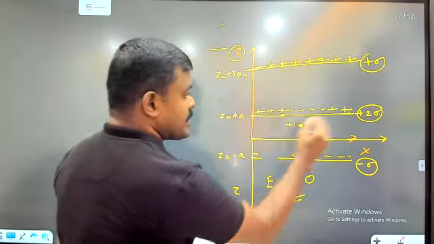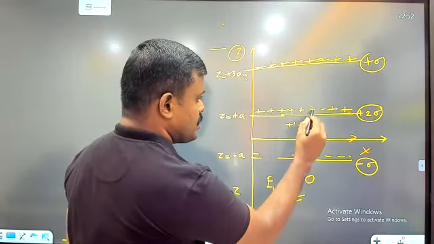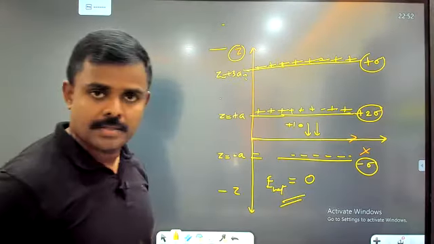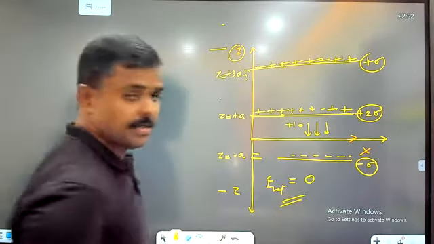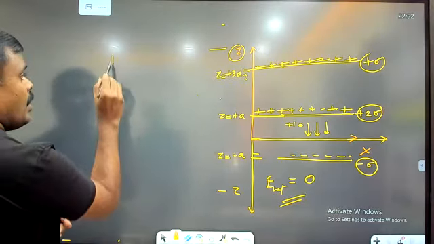All right. Minus sheet is doing what? Oh, this is also plus. Plus sheet is repelling downward. Minus sheet is doing what? Minus sheet is attracting downward. So all the fields are downward.